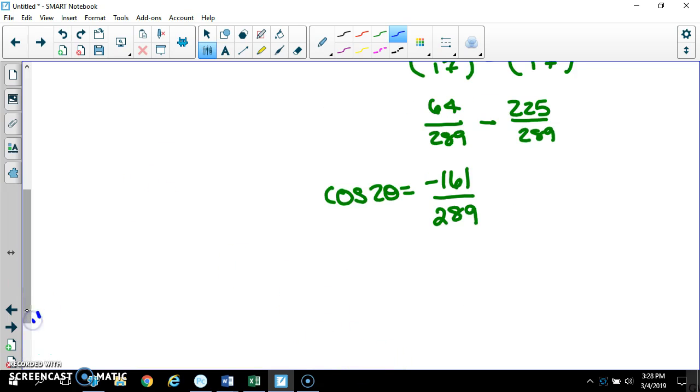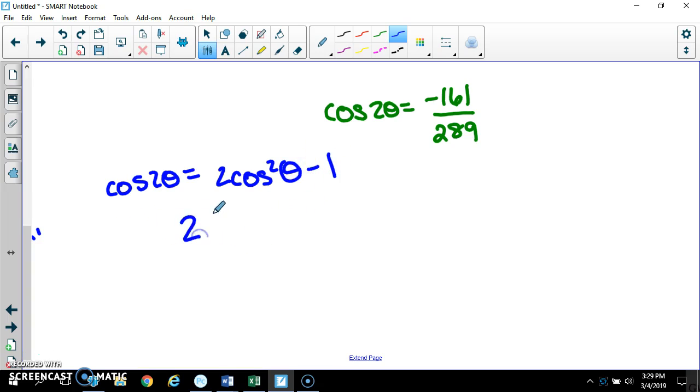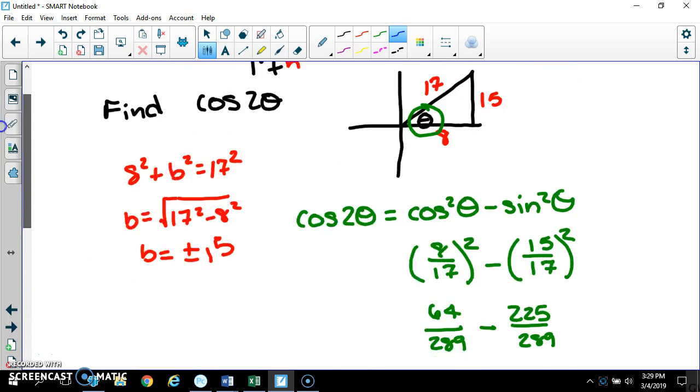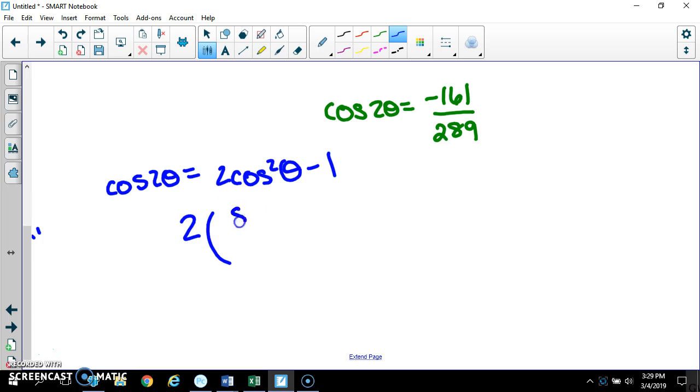So I'm going to go ahead and write the formula out. I've got cosine 2 theta is equal to 2 cosine squared minus 1. Okay? So I'm going to take this, put this in. I've got 2. We were given cosine up here, 8 over 17. So I'm going to put that in here, 8 over 17 squared minus 1.